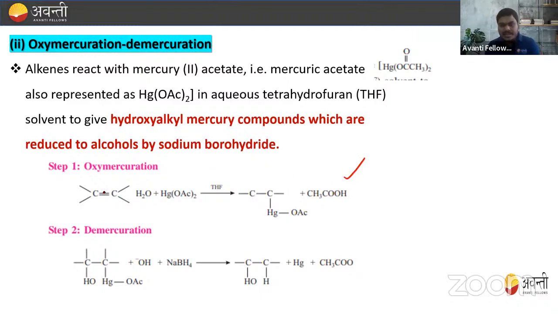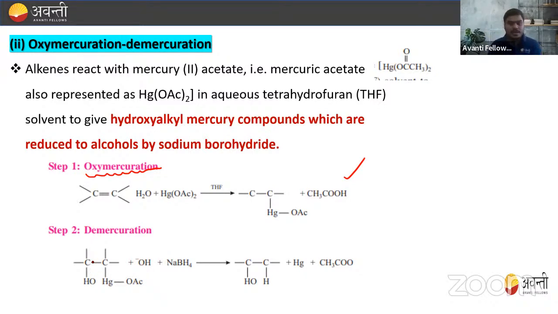Now this step is known as oxymercuration, because in this step the mercury acetate is added to the carbon atom. Now in the next step, this mercury acetate is removed from this carbon atom. How will it take place? This is also known as demercuration.